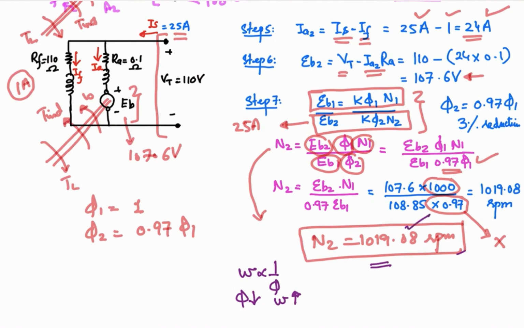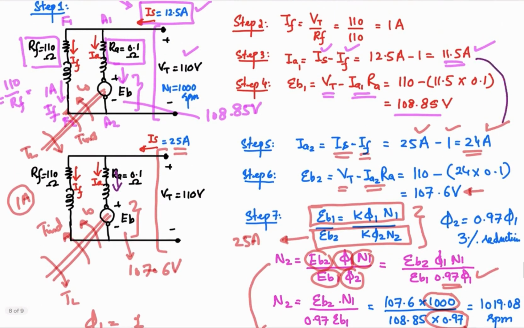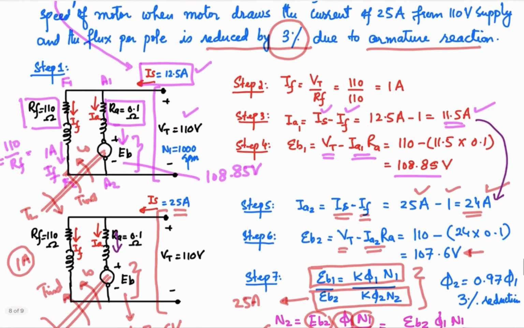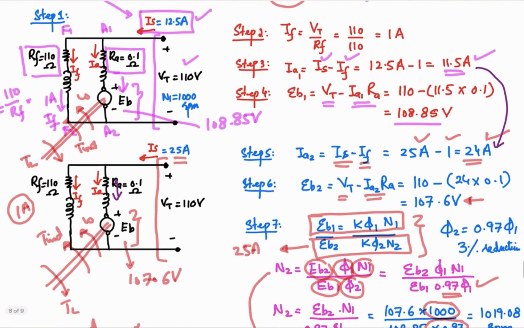Even though our load has increased, the armature current has increased from 11.5 ampere to 24 ampere, the armature reaction is to be considered. In the previous tutorials, we have not considered the armature reaction. That's why the speed was always decreasing with the increase of the load. But here it's an interesting example.